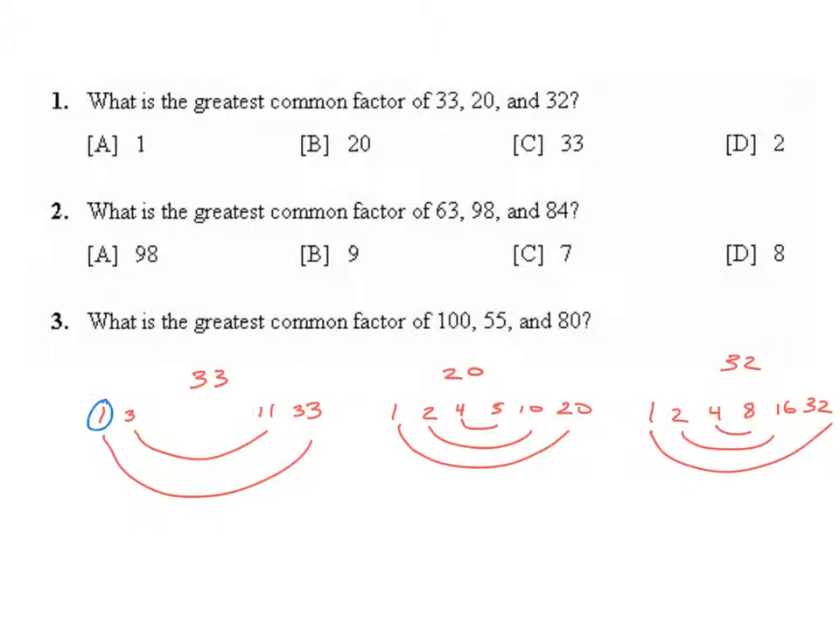So I'm going to circle the common factors. 1 is on all three lists, 3 is not, 11 is not, and 33 is not. So that's it. We only have one common factor, which makes that one common factor also the greatest common factor. So the answer is A.